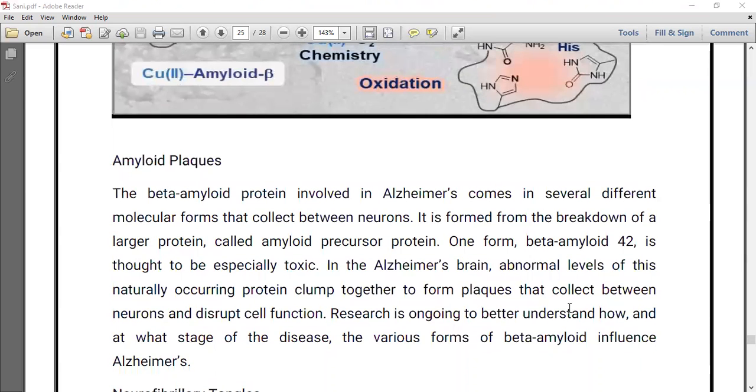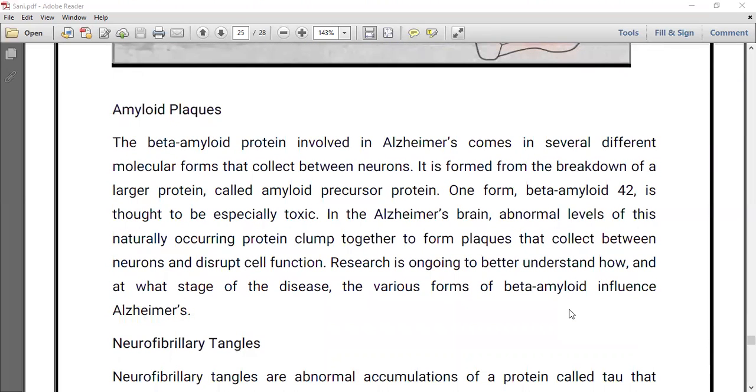Amyloid plaque: the beta amyloid protein involved in Alzheimer's comes in several different forms that collect between neurons. It is formed from the breakdown of a large protein called amyloid precursor protein. One form, beta amyloid 42, is thought to be especially toxic in the Alzheimer's brain. Abnormal levels of this naturally occurring protein clump together to form plaques that collect between neurons and disrupt cell function. Research is ongoing to better understand at which stage of the disease the various forms of beta amyloid influence Alzheimer's disease.